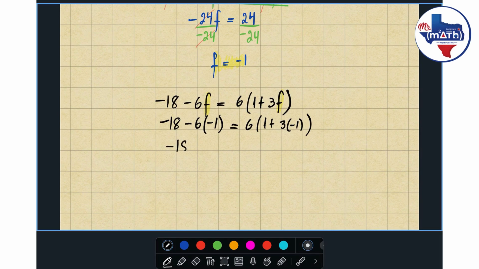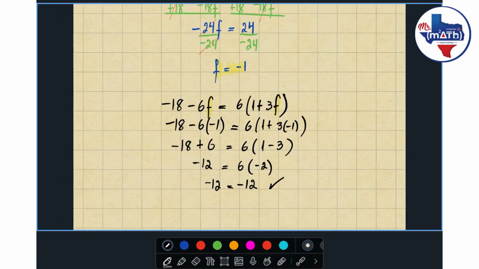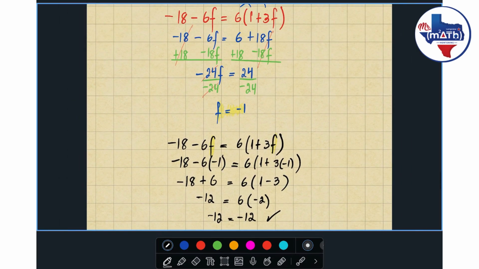We have negative 18, negative 6 times negative 1, that will be plus 6, equals 6 times (1 minus 3). Okay, so negative 18 plus 6, that should be negative 12. And we have 6 times (1 minus 3), that is 6 times negative 2, which is negative 12. We have negative 12 equals negative 12, which is true. Therefore, our answer of f equals negative 1 is correct.